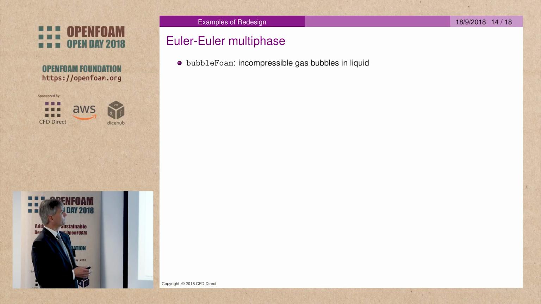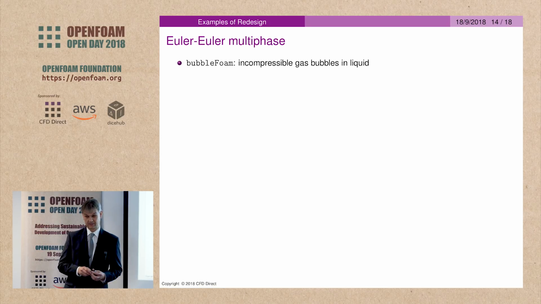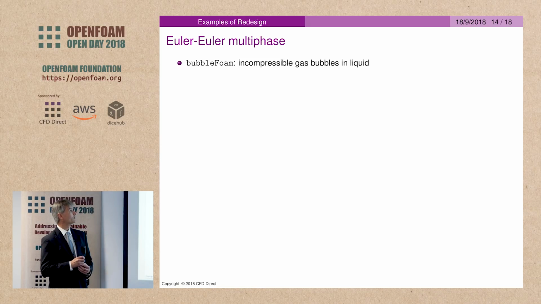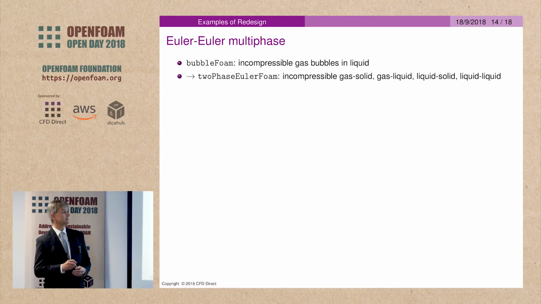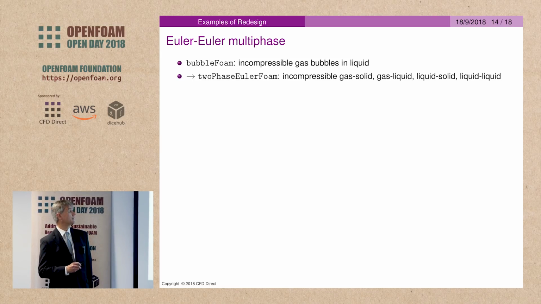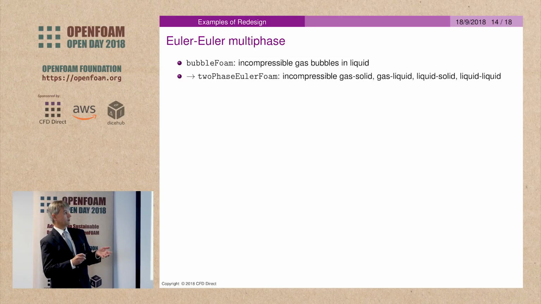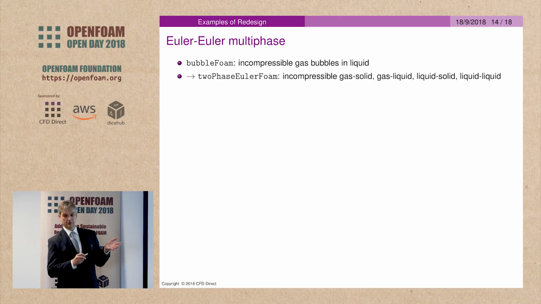The other big part of redesign we've undertaken several times is Euler Multiphase. So I was involved in a research project, and I put in a very simple Euler solver to do incompressible gas bubble in liquid. And that was fine. But then there was a need for adding solid mechanics to it as well, so kinetic theory. So I created a new variant. It couldn't really be added to the old structure because that was incompressible only. So we created a new solver. And then once that had really matured, we got rid of bubble foam and only used two-phase Euler foam.